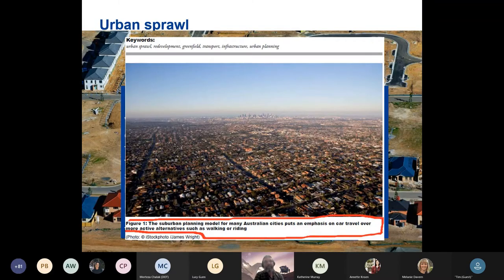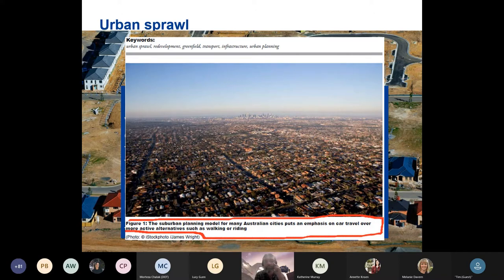Okay, so the real issue, the real driver around all this, of course, is urban sprawl. So when we're designing cities, as the transport planners amongst you all know, we're struggling in Australia so much with urban sprawl. There's the picture again of the sprawl in Sydney, so more sprawl out west than in the middle.